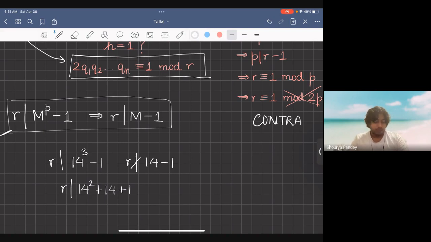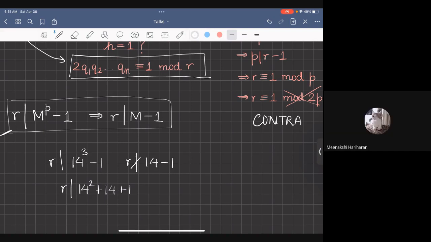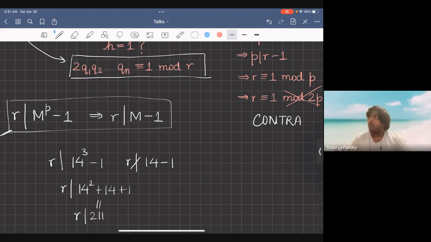And then whatever this is. No, that's 211. Yes. And 211 is prime. Yeah. So just 211.